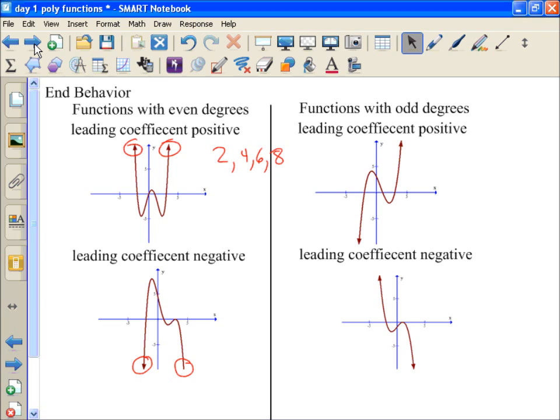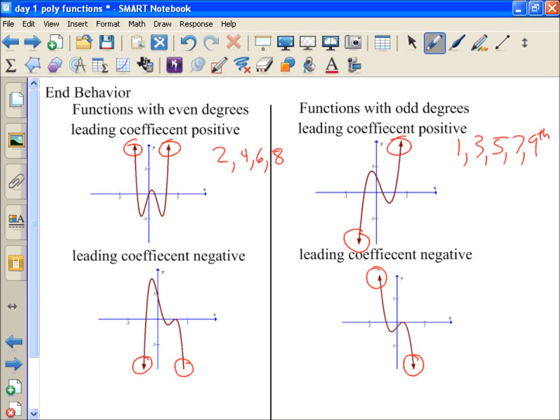If you have an odd function, then they're going to finish in opposite directions. When we say odd, we're talking about first, third, fifth, seventh, ninth, and so forth. It's either going to be down, up, or up, down. And what's going to determine which one it is, is the leading coefficient.